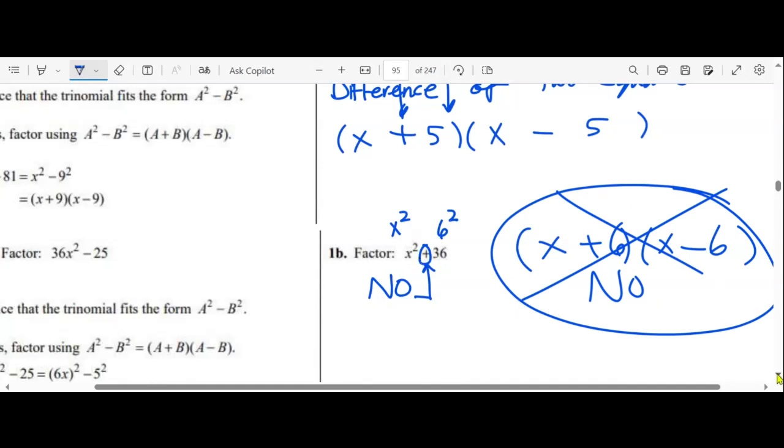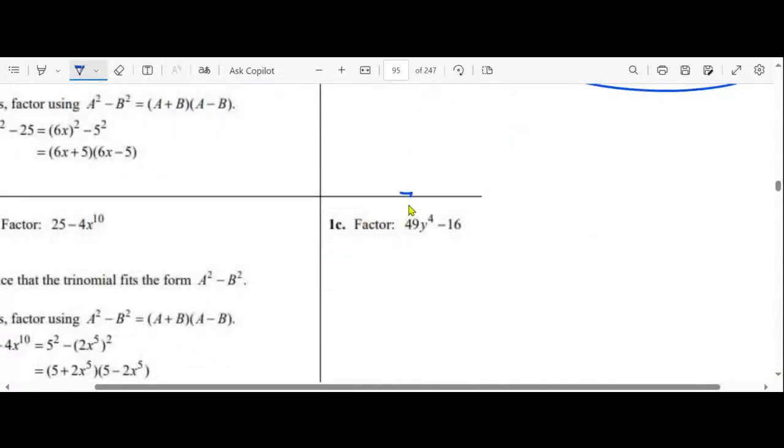Next one. 49 is what? 7 squared. y to the power of 4, y squared all squared. And then 16 is what? 4 squared. So you write it like this.